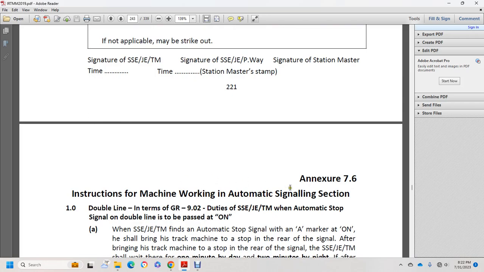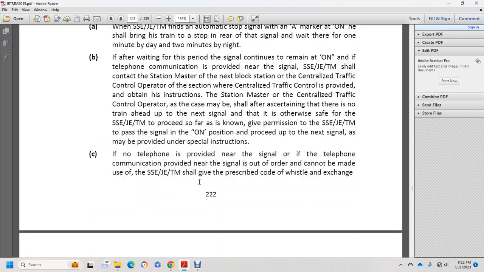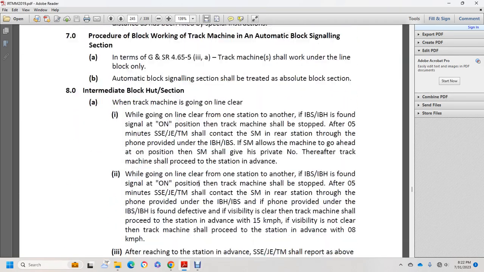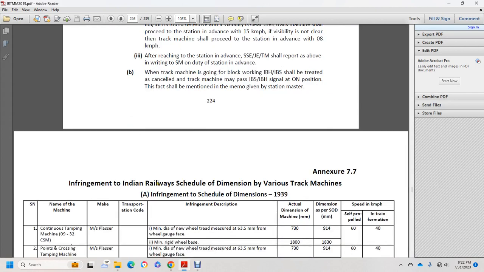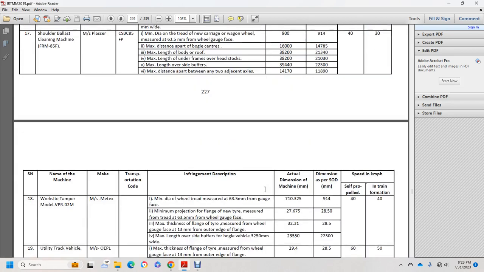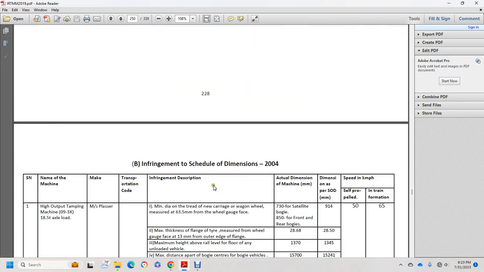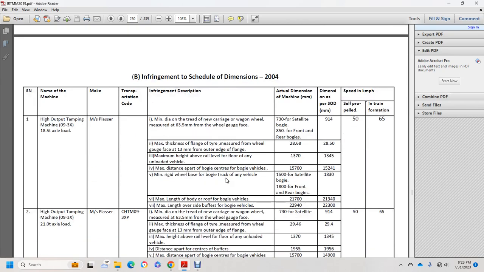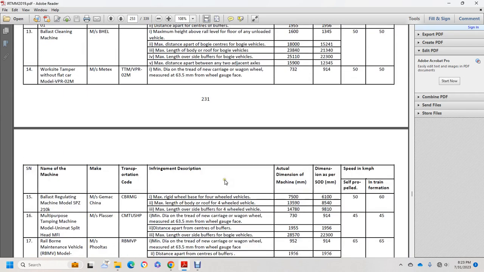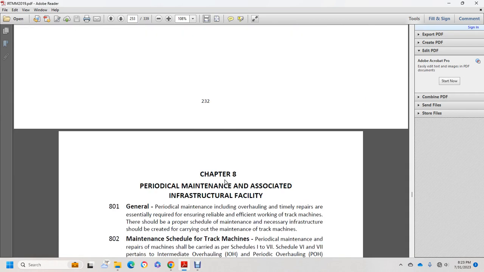Instruction for machine working in automatic signal section. Infringement in Indian Railway Schedule of Dimensions mentioned for various track machines. Infringement schedule of dimensions 1939. Infringement schedule of dimensions 2004. Chapter 8, periodic maintenance and associated infrastructural facility.